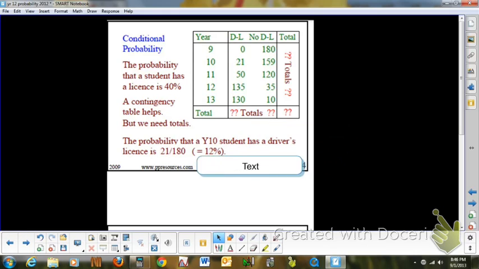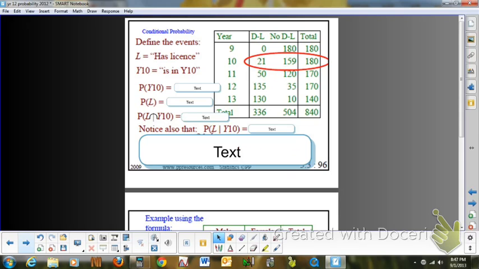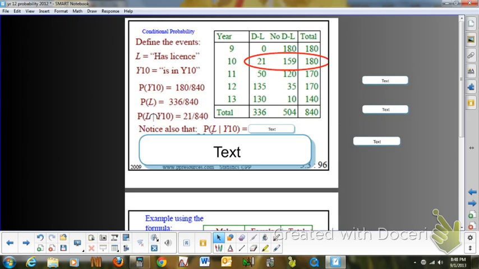Again, this is a probability that we know. We're comfortable with this. We've dealt with this before. Now again, I'm just going to try to build around the formula that I showed you at the very beginning and how it comes out of this table. We're dealing with year 10s that have a license, so we know it's 21 out of 180. The probability of year 10s is 180 out of 840. That's not a problem. The probability that a student has a license is 336 out of 840. And from the contingency table, if you chose a student at random, what is the probability that they have a license and are year 10? 21 out of 840. 21 students out of 840 are year 10 with a license.